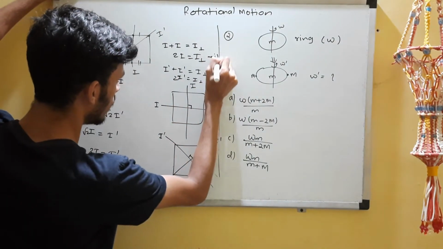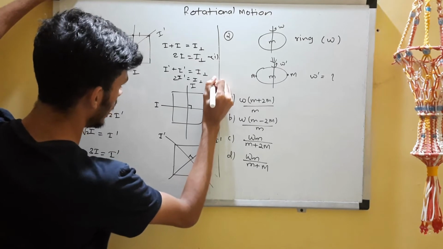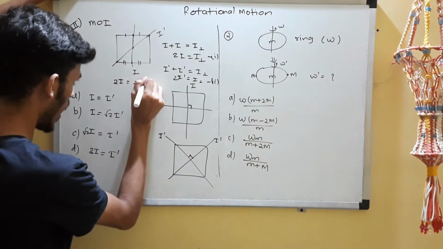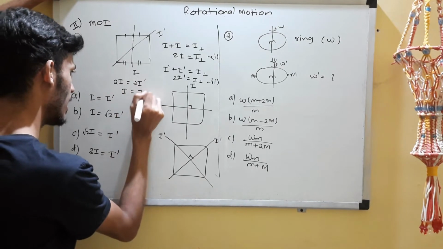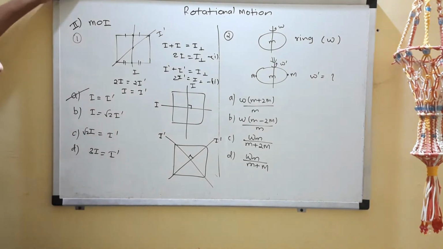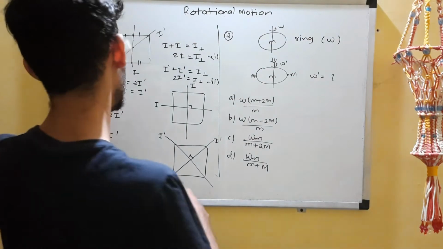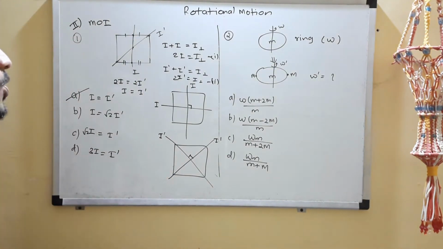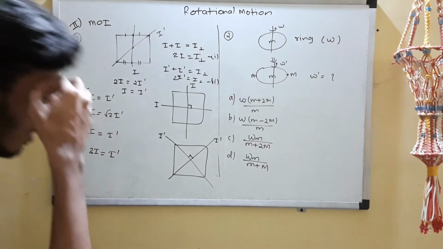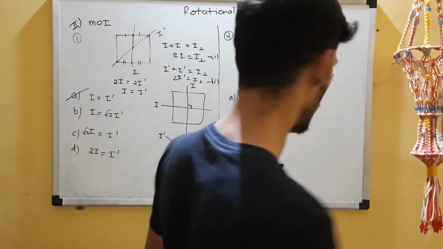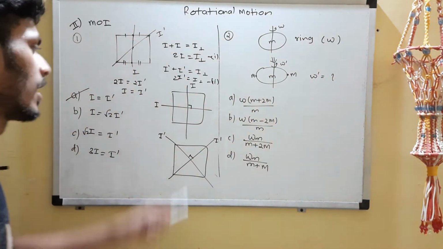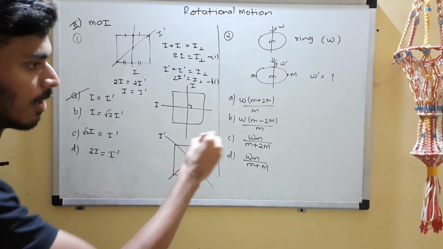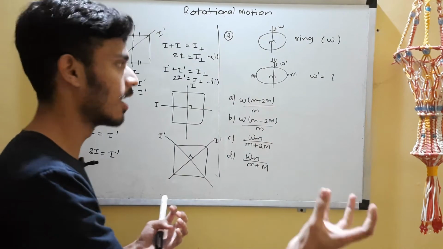From equations 1 and 2, you can see the right hand side is the same. So you can equate 2I equals 2I dash, or I equals I dash. It's actually very simple to see that the moment of inertia about these two axes will be the same. I hope the approach was simple. We just used the perpendicular axis theorem. We imagine two axes like this and two axes like this, and we know that their sum will be equal to a certain quantity.